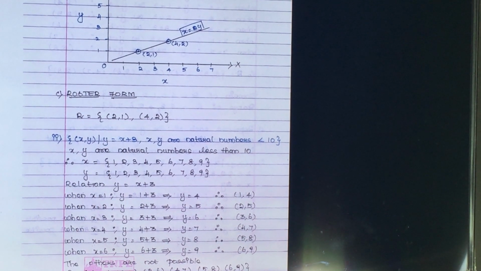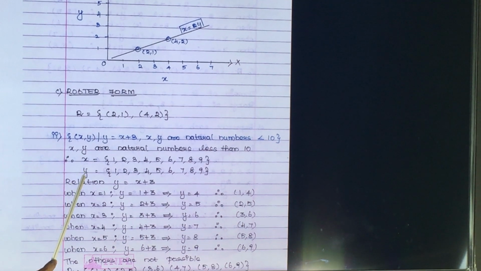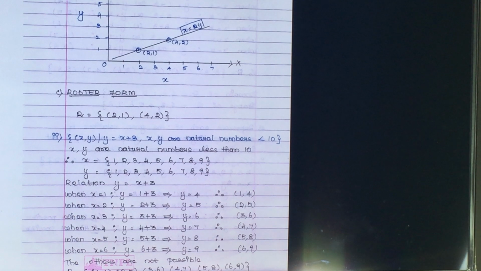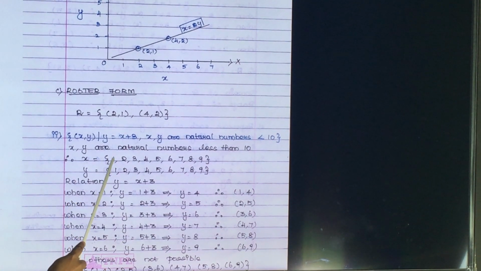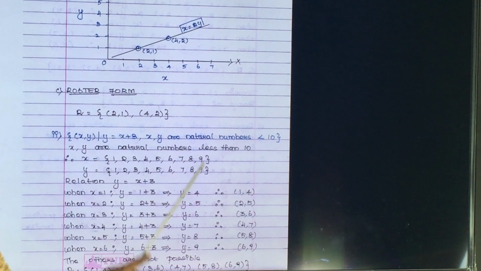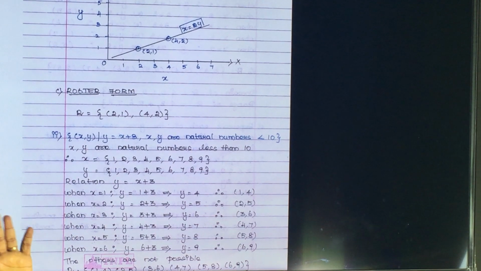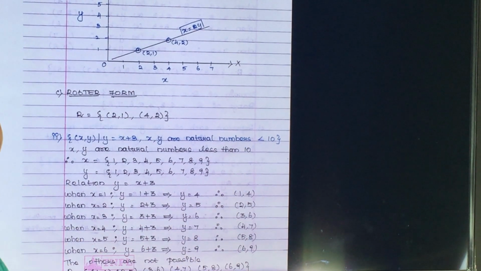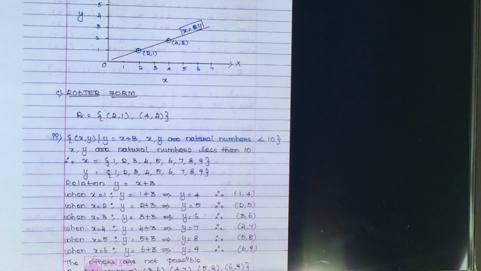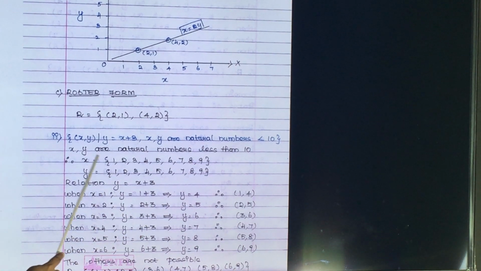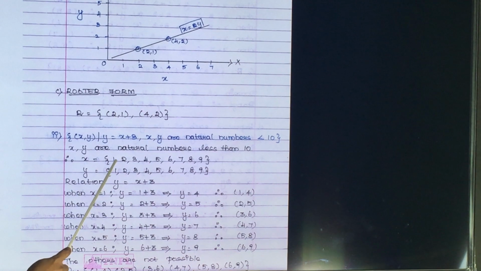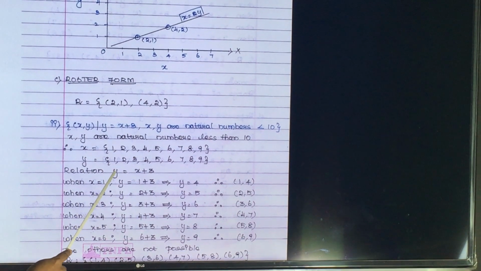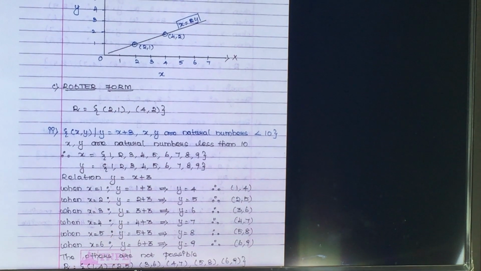So, first write the elements of x and y. Because they say it is natural numbers, it has to start from 1. So, start from 1 and go up to 9. Don't include 10 because the equal to sign is not given here. They say it is less than 10. So, 10 should not be included. So, until 9 you can write. So, both x and y have elements from 1 to 9. What is the relation given? y is equal to x plus 3.